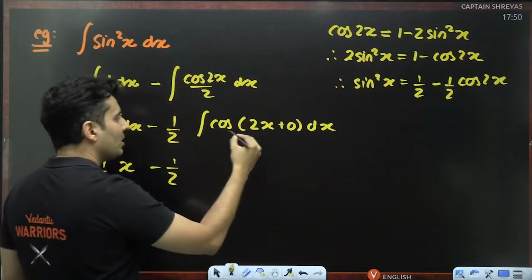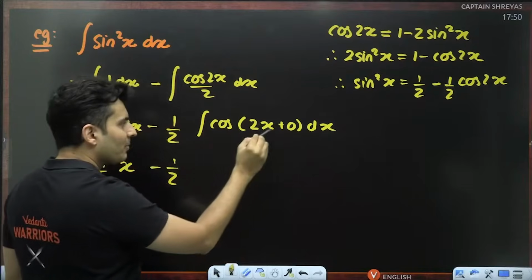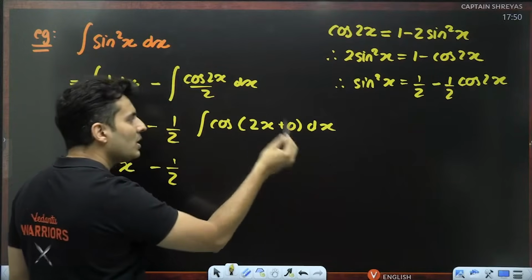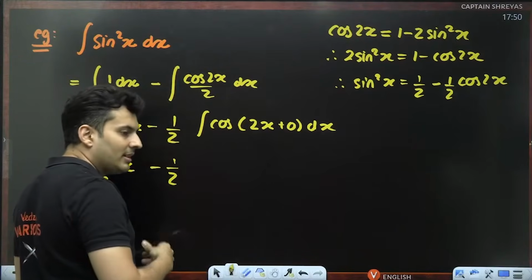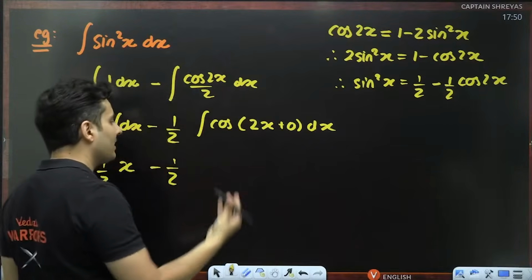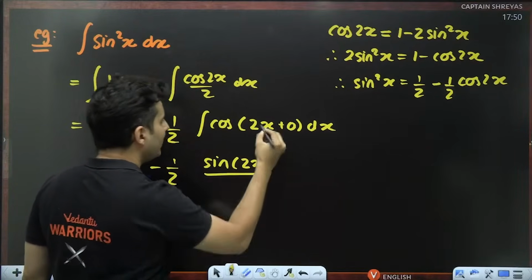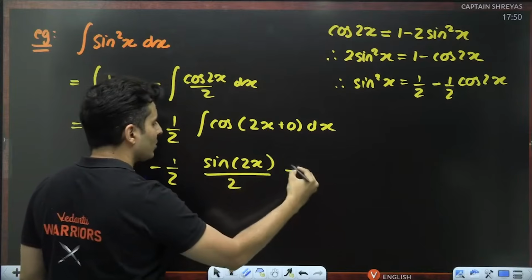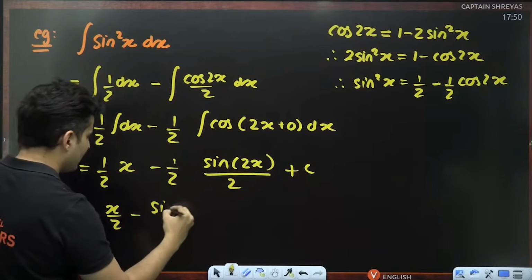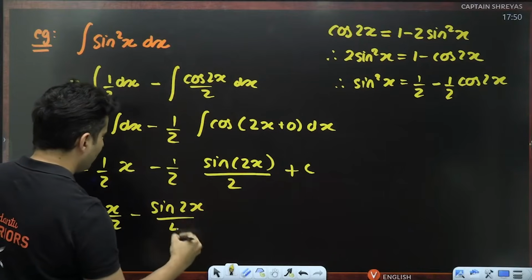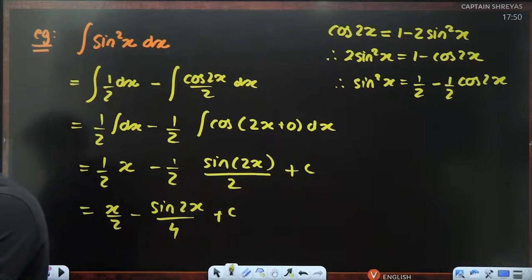So integration of cos 2x plus 0. Guys, ax plus b rule, use it. Cos's integration was sine, because sine's derivative was cos. Cos's integration was plus sine. So sine of 2x, the whole thing divided by the coefficient of x, which is 2, plus c. Hence the answer will be x by 2 minus sine of 2x divided by 4 plus c. That is the final answer.